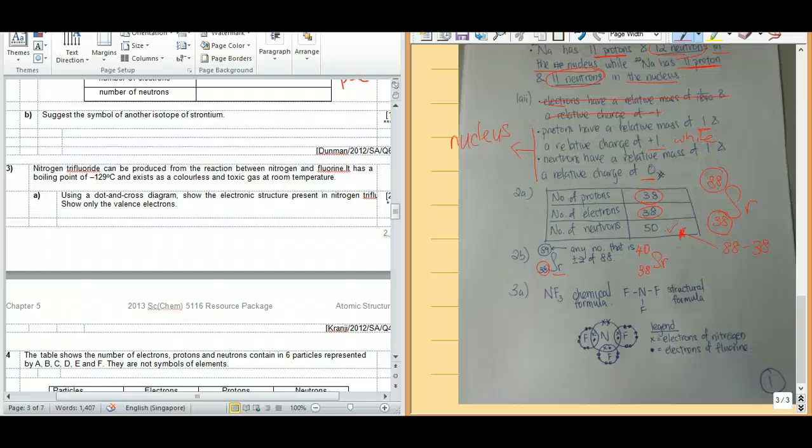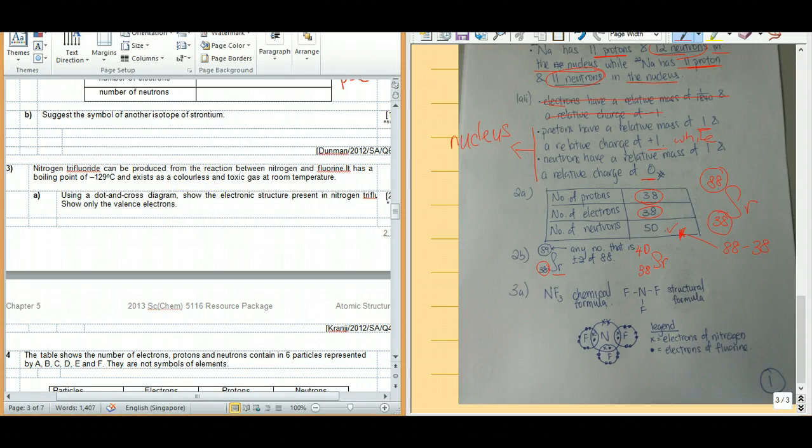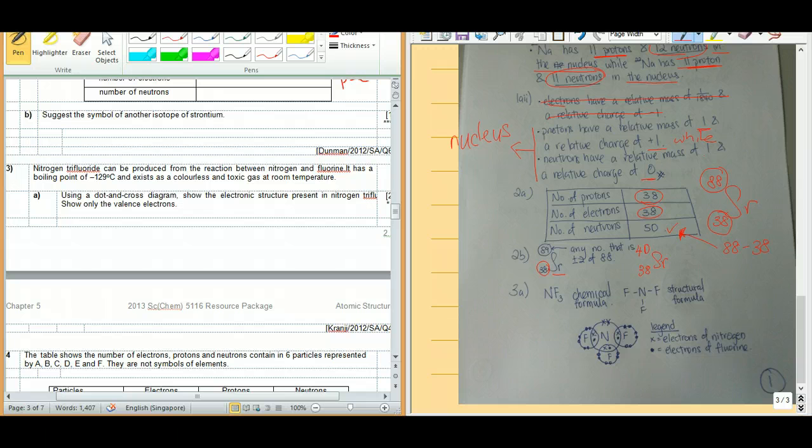Looking at question 3 here, actually, this is not really so much of an atomic structure question, but more of a bonding type of question. This is more like bonding. So first up, we need to know that nitrogen trifluoride, NF, okay, this is actually a covalent compound. Nitrogen plus fluorine, both are non-metals, so it will form a covalent compound.